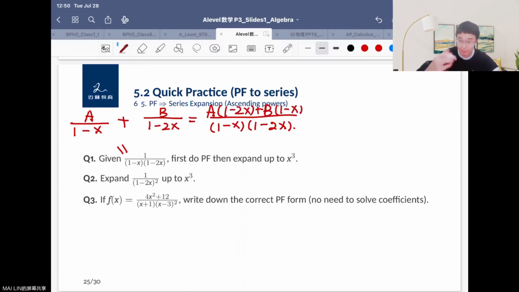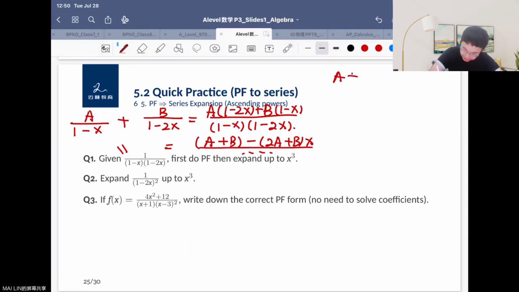But then you can expand the bracket. It will become a plus b, and here is minus 2a plus bx, right? And the denominator is here. Okay, so we can say here a plus b equals 1 and 2a plus b must equal 0, right? To make sure there's no x in the denominator, okay? Then you can just calculate here: a equals negative 1 and b equals 2, okay?